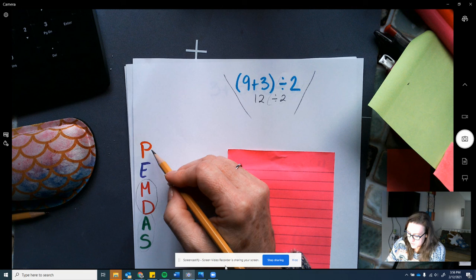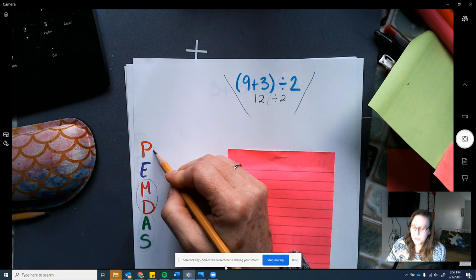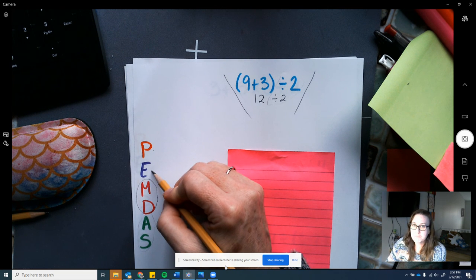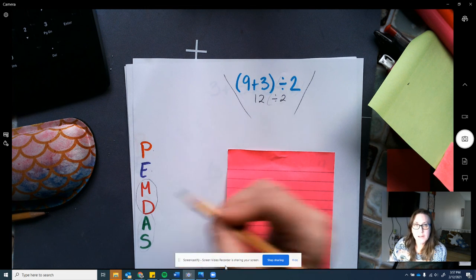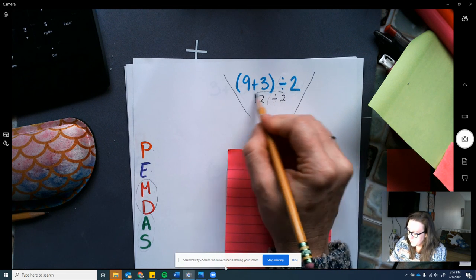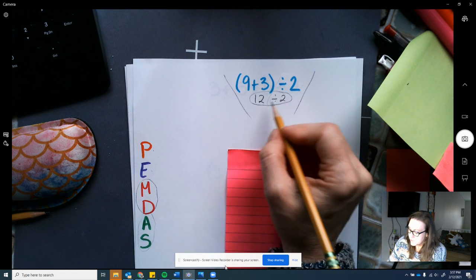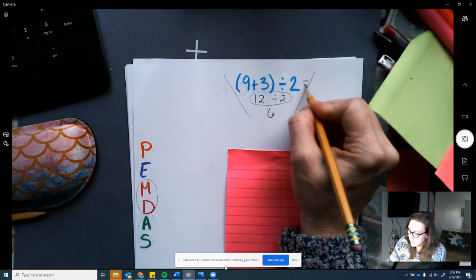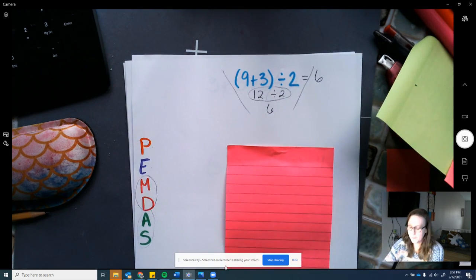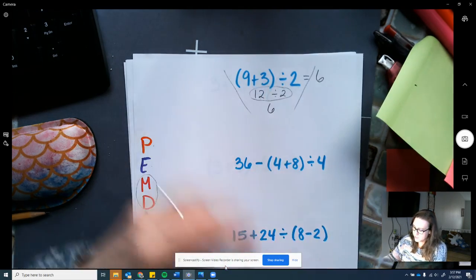Do I have any parentheses left? Nope, done with parentheses. Do I have any exponents? Nope, no little numbers in the air. Multiplication and division. Sure enough, I have a division problem here. In fact, that's the only thing I have left. So 12 divided by 2 is 6. So my answer becomes 6. Okay, check out the next one.